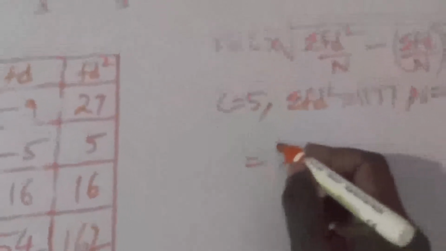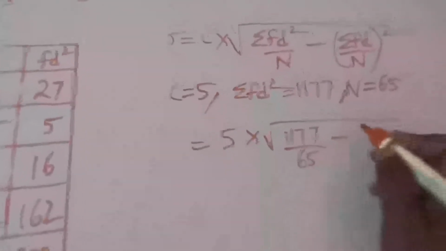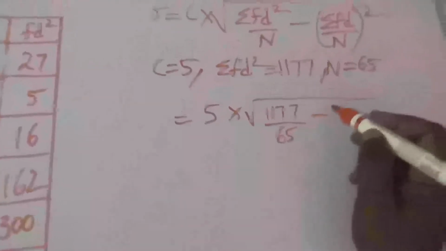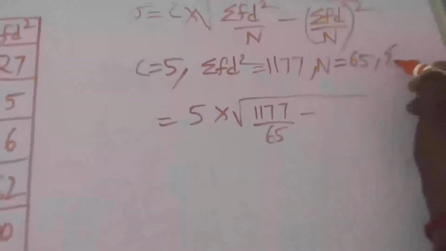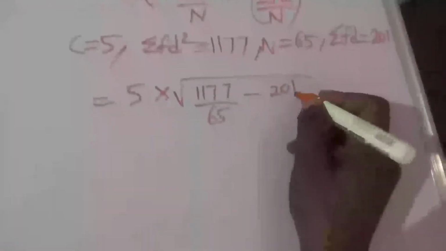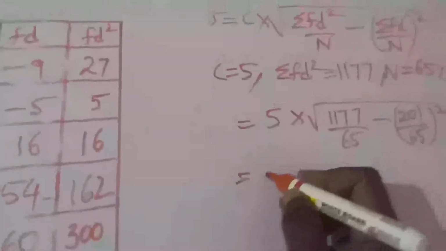So now you substitute in the formula. Summation fd square by n: 1177 by 65, minus summation fd. Summation fd value is 201. So minus 201 by 65 the whole square. So what are the values we required? You have written them here. So keep this 5.